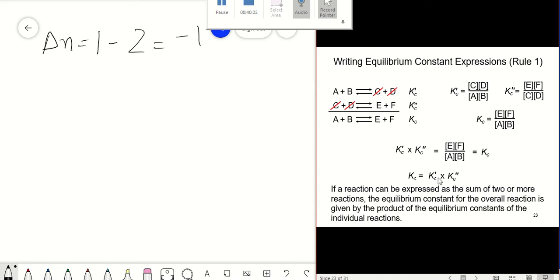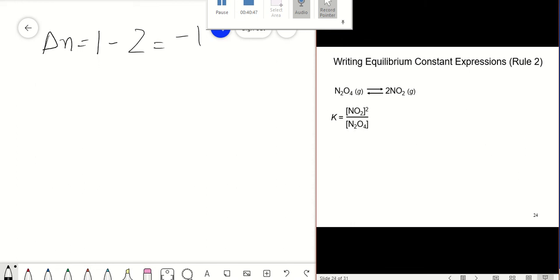So Kc equals Kc prime times Kc2 prime. Why? Because we just derived it. It makes sense. So that's rule number one, and it will always hold true as long as the temperature is constant. So if we add two reactions to get an overall reaction, what happens to Kc? Their Kc's will be multiplied with each other. Okay, let's look at rule number two.